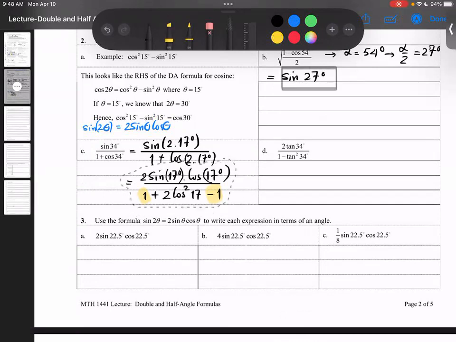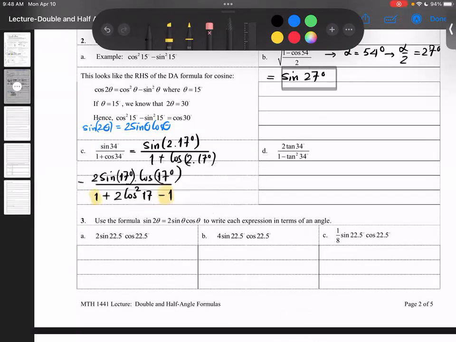Maybe I'll write out one more step. So after simplifying the 1 and then negative 1, I have 2 sine 17 degree cosine 17 degree over cosine squared 17 degree, the same thing.